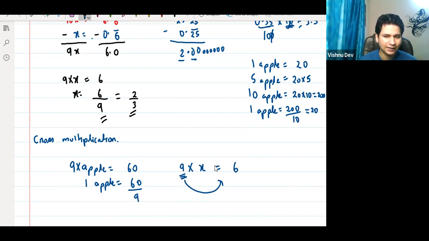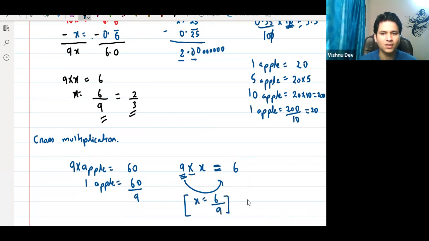So when you transpose it, if you take it to this side of the equal sign, the sign will change. This multiplication will become division over here. So x will become 6 divided by 9. So this is called cross multiplication, or division. Got it, everyone? Yes, correct, Karthik. This will become 0.66, but right now I am talking about this. Cross multiplication. Everyone got this?